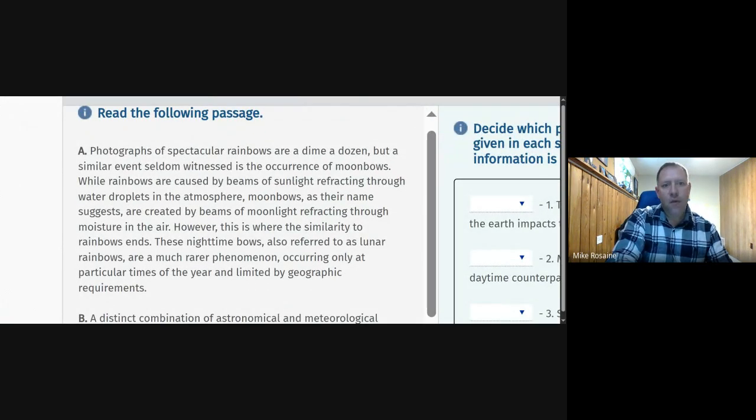This says, photographs of spectacular rainbows are a dime a dozen, but a similar event seldom witnessed is the occurrence of moonbows. While rainbows are caused by beams of sunlight refracting through water droplets in the atmosphere, moonbows, as their name suggests, are created by beams of moonlight refracting through moisture in the air. However, this is where the similarity to rainbows ends. These nighttime bows, also referred to as lunar rainbows, are a much rarer phenomenon, only occurring at particular times of the year and limited by geographic requirements.